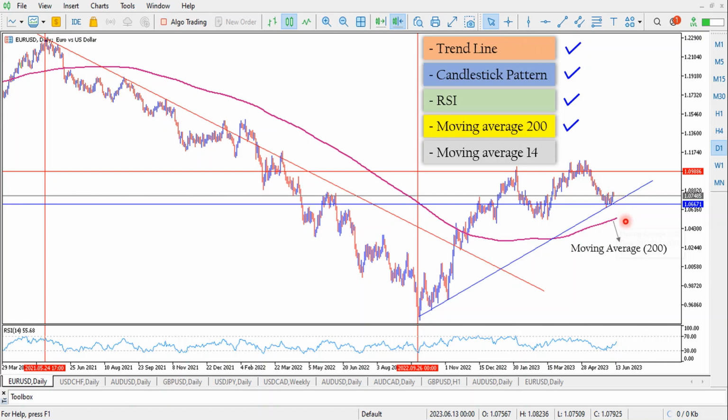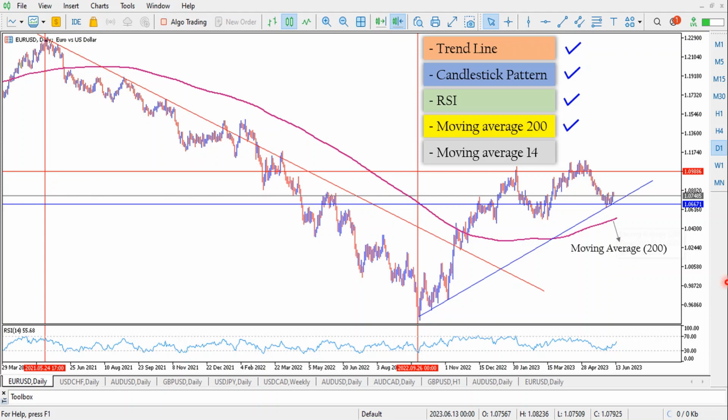This indicator also supports my trend line. The trend line already indicated that the market is trending toward the upside, and the 200 moving average also says that the market is on the uptrend. So for better results and better confidence, we have to combine many indicators. That's why in my trades I mostly combine 5 to 6 types of indicators.